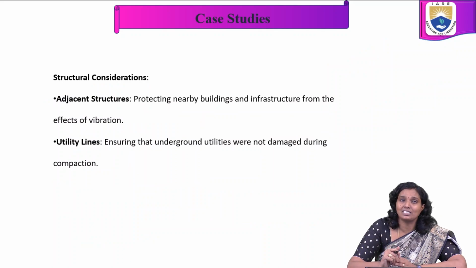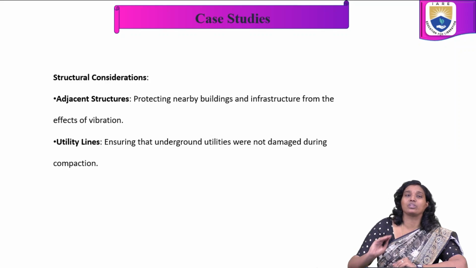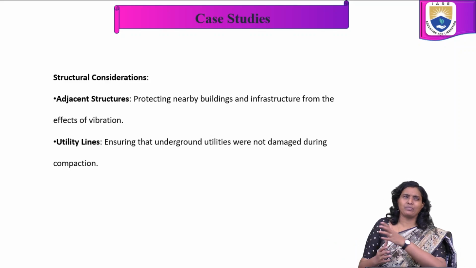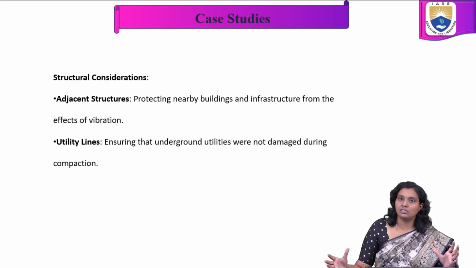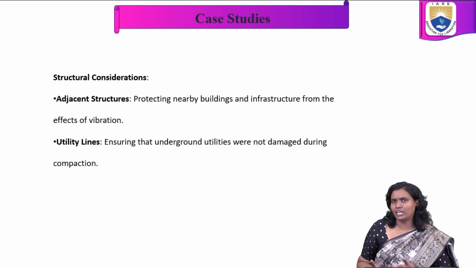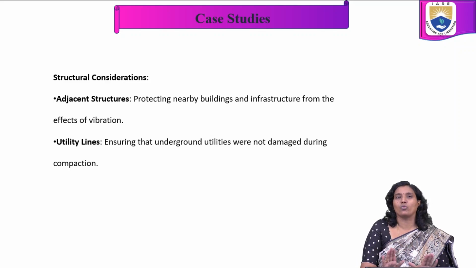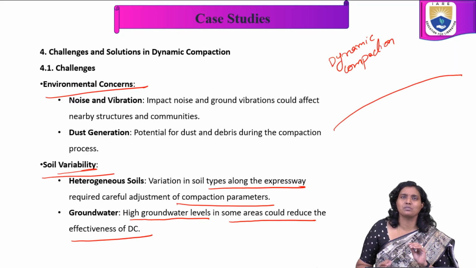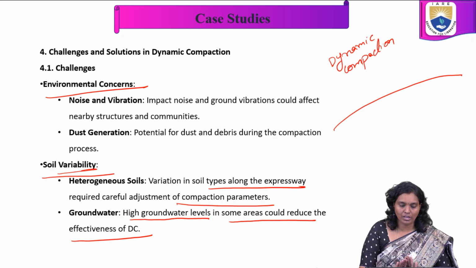And structural considerations: adjacent structures and utility lines. This means protecting nearby buildings and infrastructure from the effects of vibration, and ensuring that underground utilities are not damaged during the compaction. Some underground works may be happening, such as pipelines or drainage work. Because the stretch is long, 165 kilometers, in between there may be underground works or tunneling, and these must not be affected. These are the structural consideration challenges we understand in using dynamic compaction as a technique.